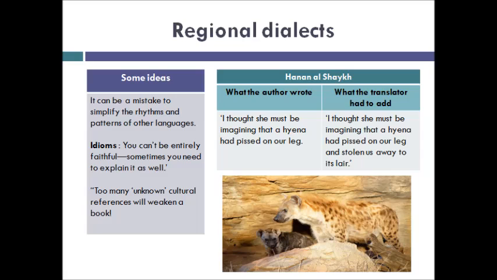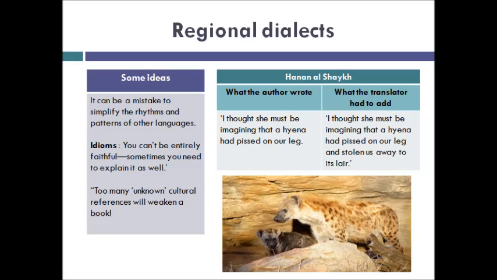Regional dialects. The group of characteristics of foreign languages is part of what makes them interesting, and it can be a mistake to simplify them completely. Gilles-Paul says that there must be an essence of something different, and this is what makes works unique. In this example, Hannah Al-Shaikh, a Lebanese writer, wanted to maintain the idiom of the original language in her work. For this reason, she used the direct translation of a phrase from a southern dialect of Arabic. This translation is, "I thought she must be imagining that a hyena had pissed on our leg." In Arabic, this phrase means to hypnotize or capture.